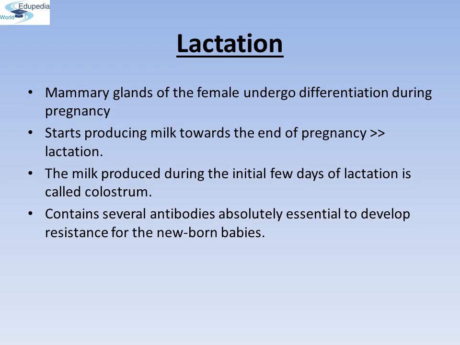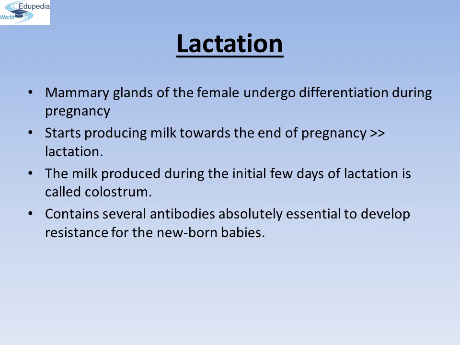Lactation. The mammary glands of the female undergo differentiation during pregnancy and start producing milk towards the end of pregnancy by a process called lactation. This helps the mother in feeding the newborn baby. The milk produced during the initial few days of lactation is called colostrum, which contains several antibodies absolutely essential to develop resistance of the newborn babies.